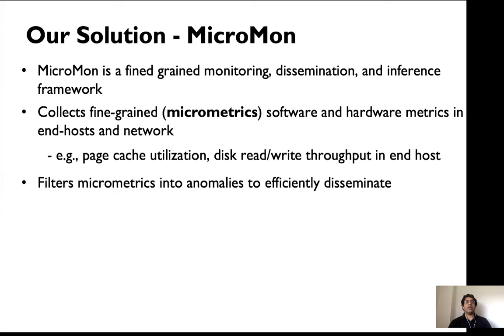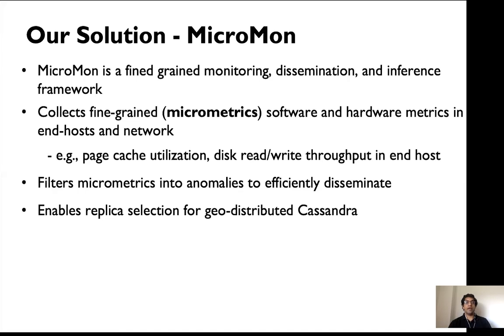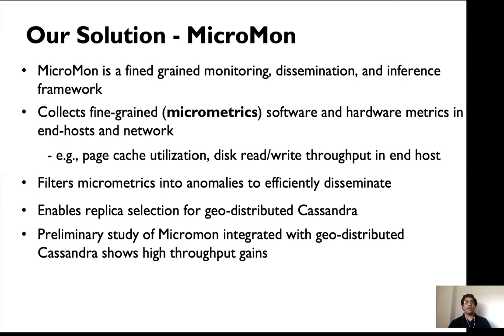Further, MicroMon can also filter micrometrics into anomalies to efficiently disseminate this information. It enables replica selection for geo-distributed applications such as Cassandra. And our preliminary study of MicroMon integrated with Cassandra shows that by enabling heterogeneity awareness, MicroMon can significantly improve Cassandra's performance in terms of throughput gains.